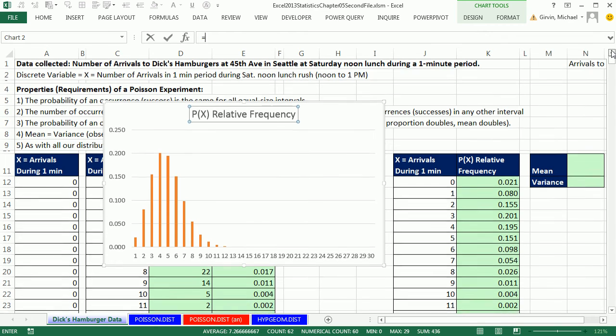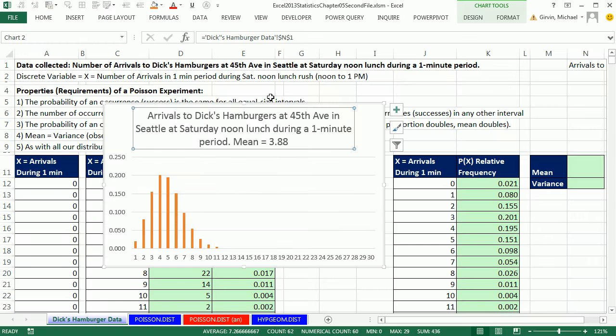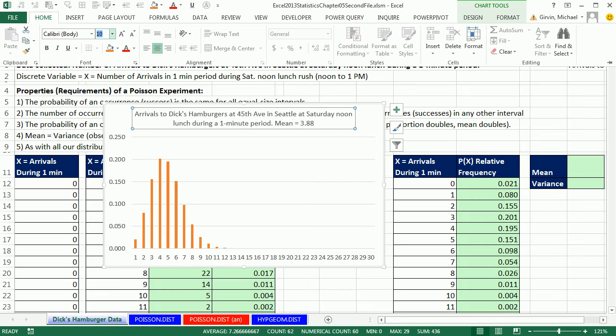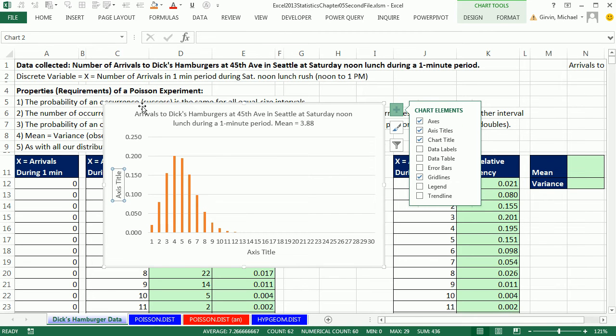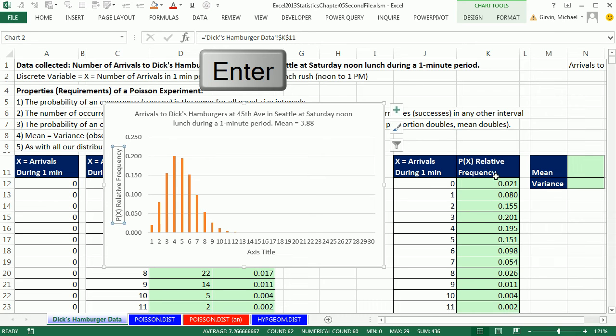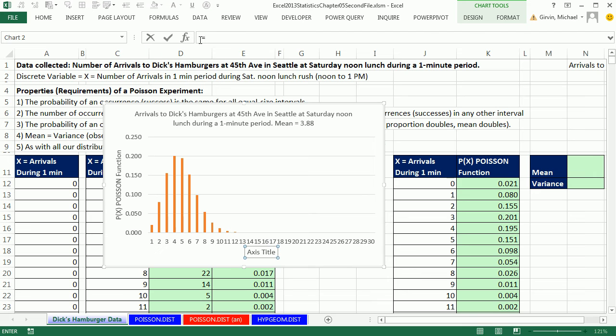Now I'm going to delete the legend, click on the title, type in equal sign, and scroll up. I have a title up here in N1. You can see the formula, and enter. I'm going to change the font size: Home, change it up here to 10, and enter. Come to the plus. We definitely want our axis titles. On our vertical, equal sign, and then click on P of x relative frequency. That's not the right title. I'm going to hit enter. This should be P of x, Poisson function. Down here, I'm going to click equal sign. That throws me up to the formula bar, and x is arrivals during 1 minute.